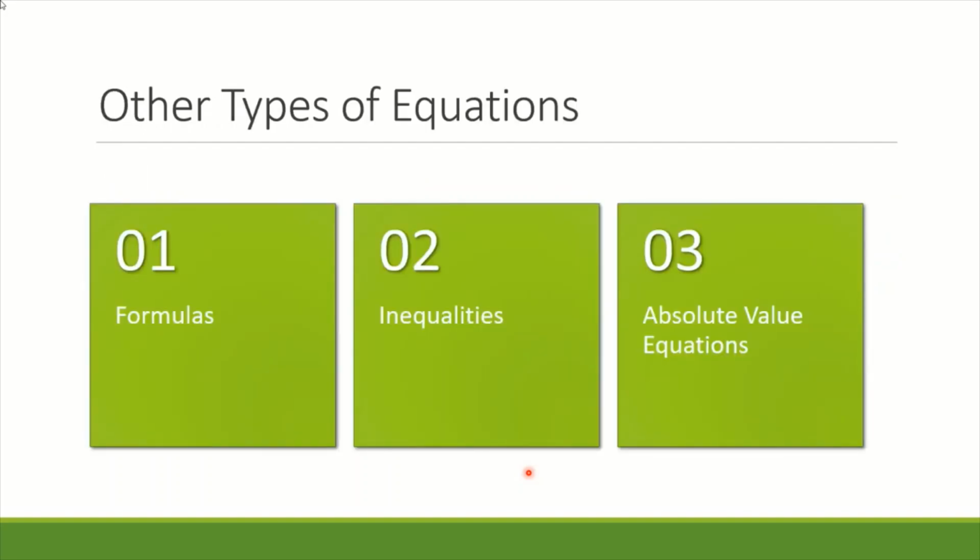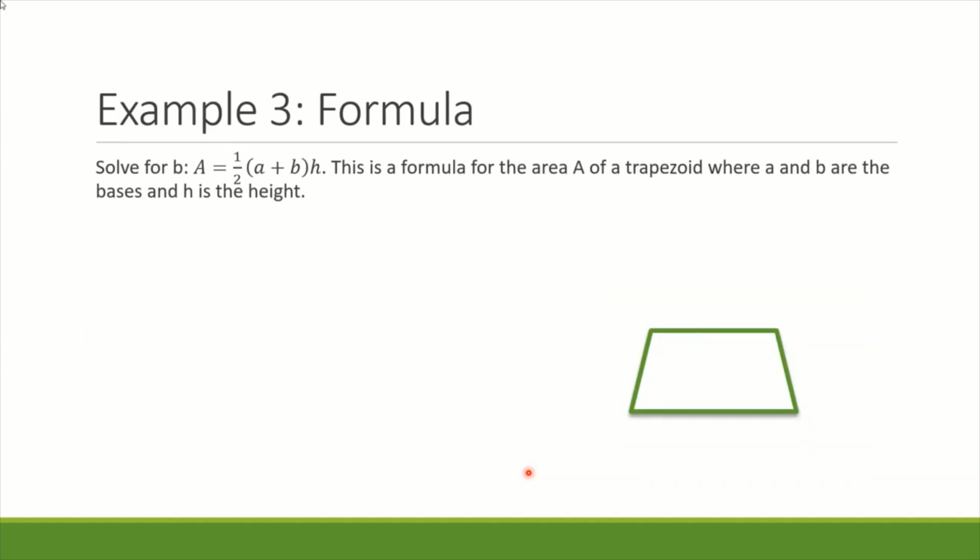So let's look at some other types of equations. So let's look at formulas. So here's a formula. It says solve for b. You have A equals 1/2 (a plus b) h. This is a formula for the area A of a trapezoid where a and b are the bases and h is the height. So I'm going to rewrite that.